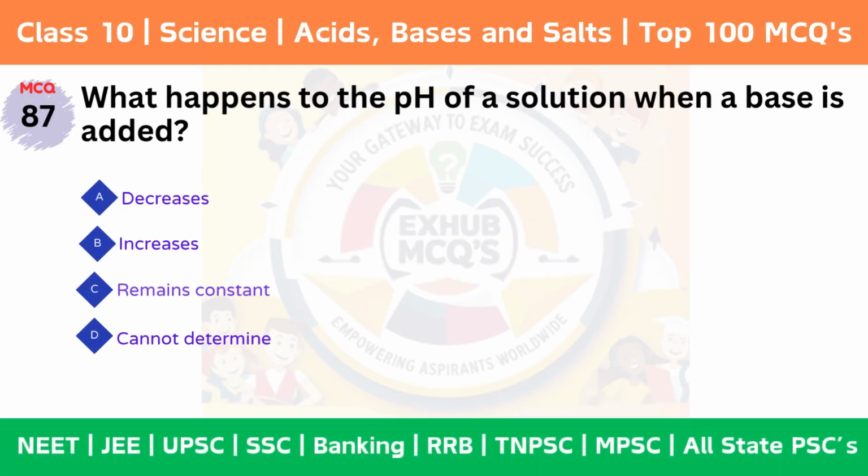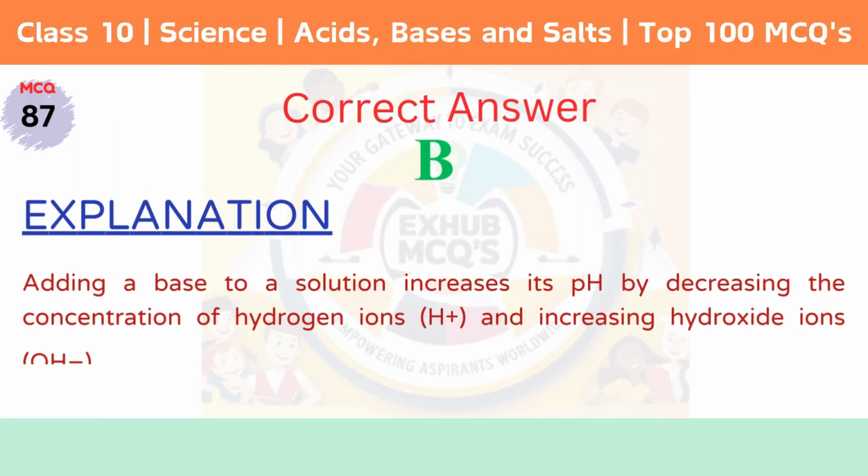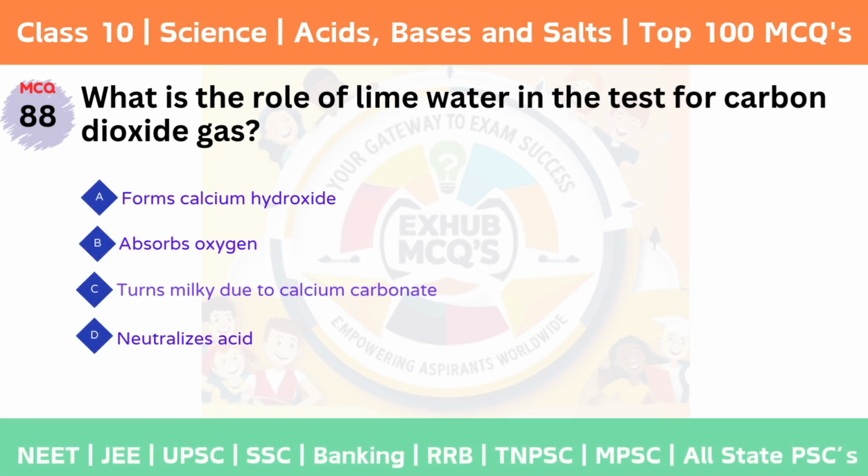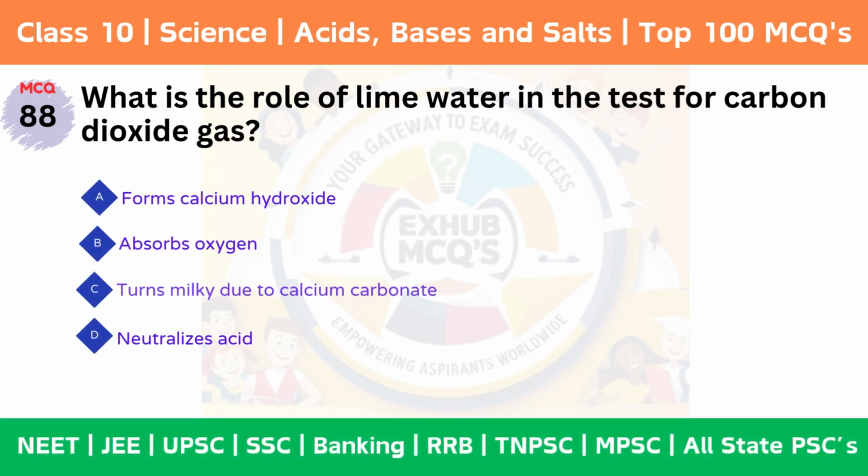MCQ 87. What happens to the pH of a solution when a base is added? Option A, decreases. Option B, increases. Option C, remains constant. Option D, cannot determine. The correct answer is option B, increases. Explanation. Adding a base to a solution increases its pH by reducing the concentration of hydrogen ions, H+, and increasing hydroxide ions, OH-.